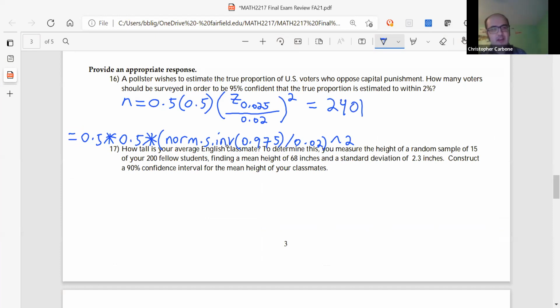For number 17, we have how tall is your average English classmate? To determine this, you measure the height of a random sample of 15 of your 200 fellow students, finding a mean height of 68 inches and a standard deviation of 2.3 inches. We want a 90% confidence interval for the mean height of your classmates. So the sample size we are going to use for this is 15, not 200. X bar here is going to be 68. The sample standard deviation is going to be 2.3. And we have that 90% confidence.